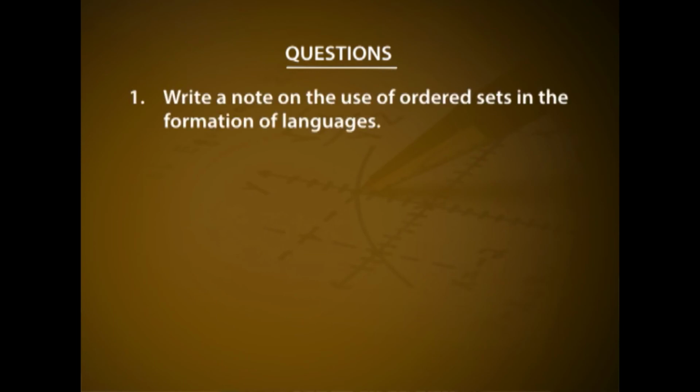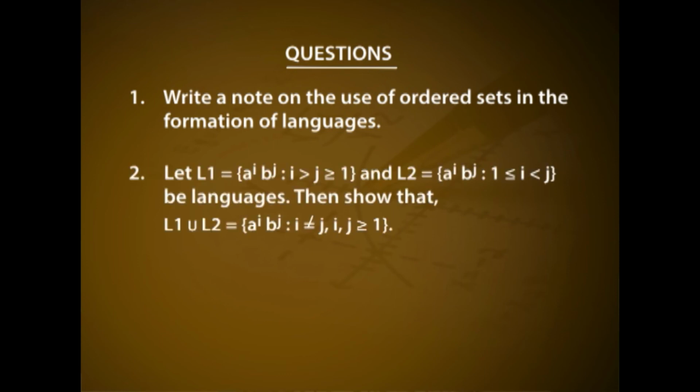First, write a note on the use of ordered sets in the formation of languages. Next, let L1 = {a^i b^j such that i > j ≥ 1} and L2 = {a^i b^j such that 1 ≤ i < j} be languages. Then show that L1 union L2 = {a^i b^j such that i ≠ j, i, j ≥ 1}.